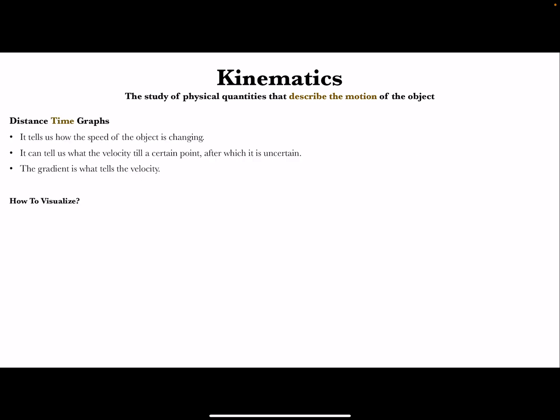All right. So let's move on to distance time graphs. Before we talk about the gradients and everything, there are 3 things that we have to know. First, it tells us how the speed of the object is changing. It can tell us what the velocity will be till a certain point, after which we cannot know anymore if the velocity is positive or negative. But it does tell us about velocity to a certain extent, and we will talk about that. And the third point is that the gradient is what tells the velocity.